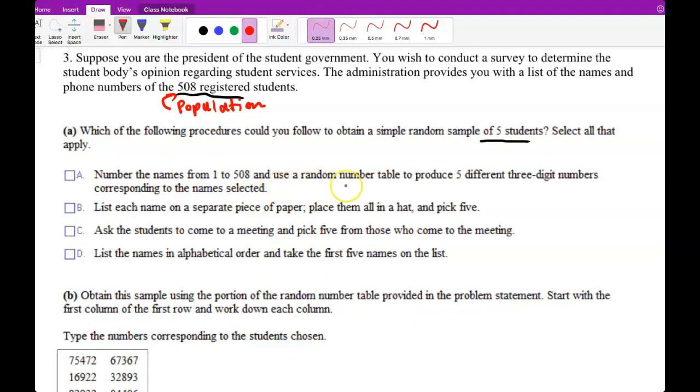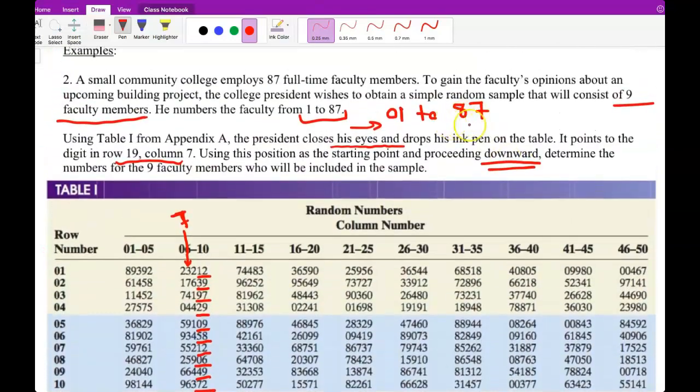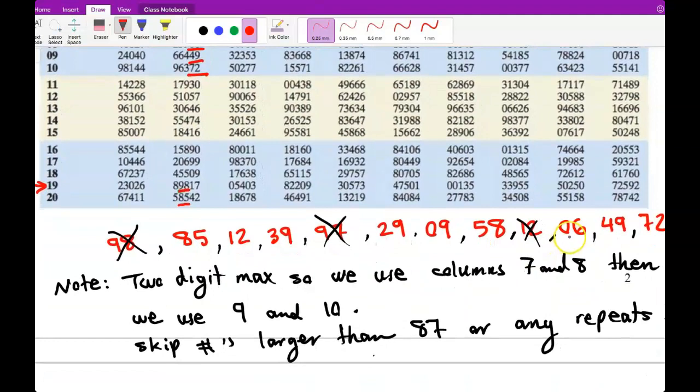Use all these numbers and use a random number table, exactly what we did on the previous page, to produce 5 different 3 digits number. Why 3 digits? Because this number up to 508, this is 3 digits. And on the previous example, here I had 87. That's why I considered all these numbers 2 digits, even if I had 1, 2, up to 9. I wrote here 09 instead of 9, 06 instead of 6, but actually it's 9, and that is actually 6.